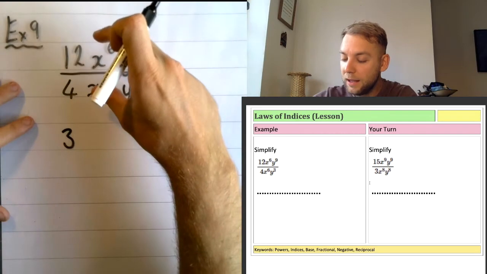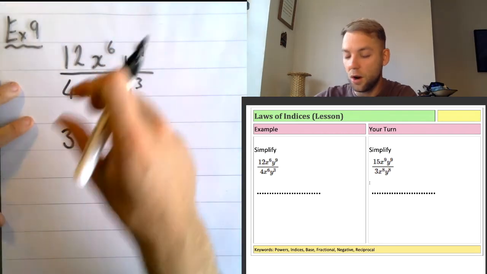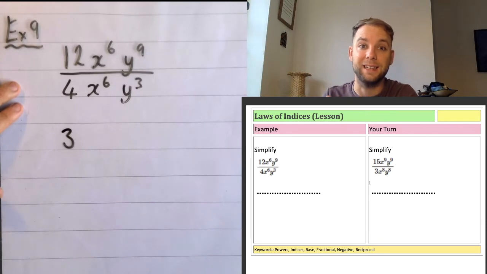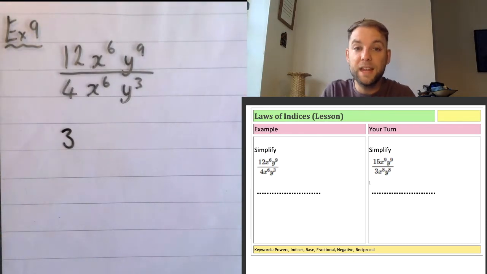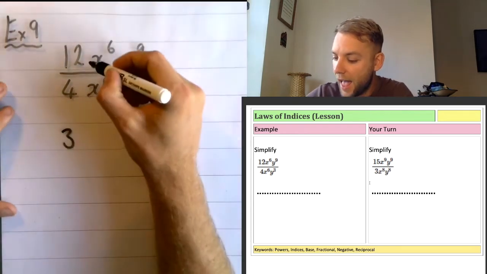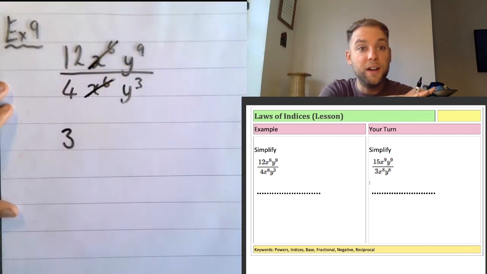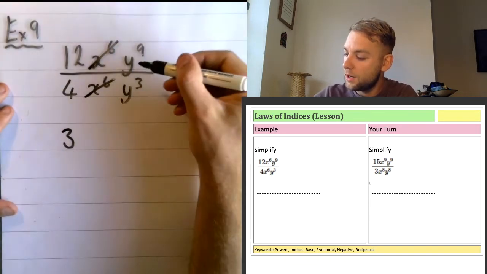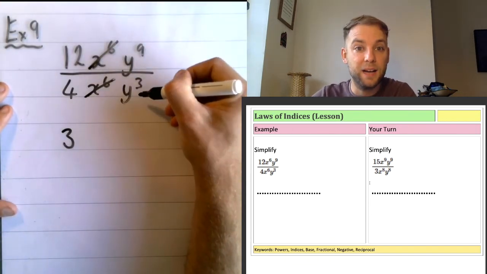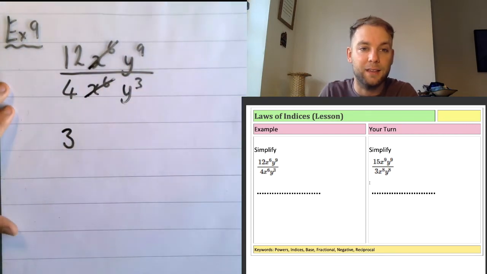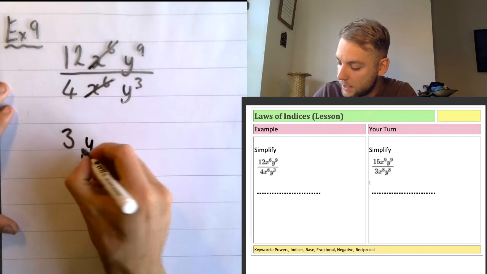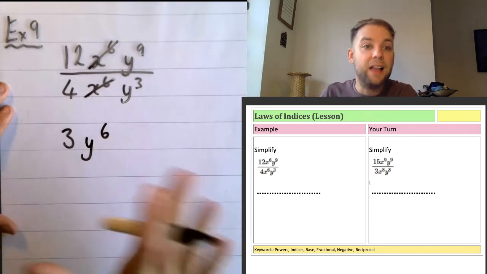Now, when you're doing division of powers, remember you subtract. So x to the 6 divided by x to the 6 is x to the 0. And actually, they just cancel out because that's everything on top divided by everything on bottom. So I've actually got no x's in there. Okay? And the last one, y to the 9 divided by y to the 3. Remember that we're subtracting. So 9 take away 3 is y to the power of 6. And that's all I'm left with.